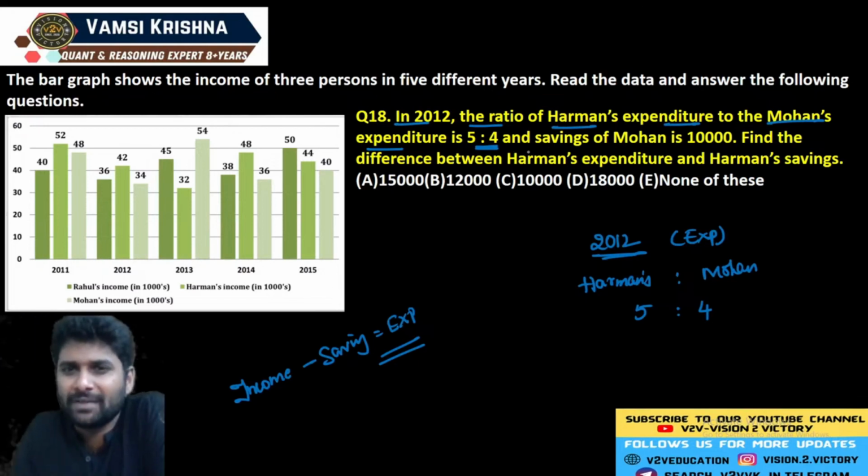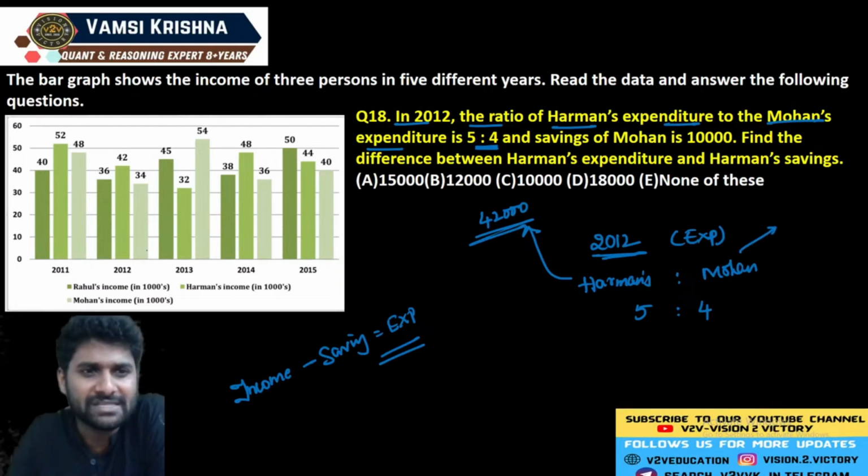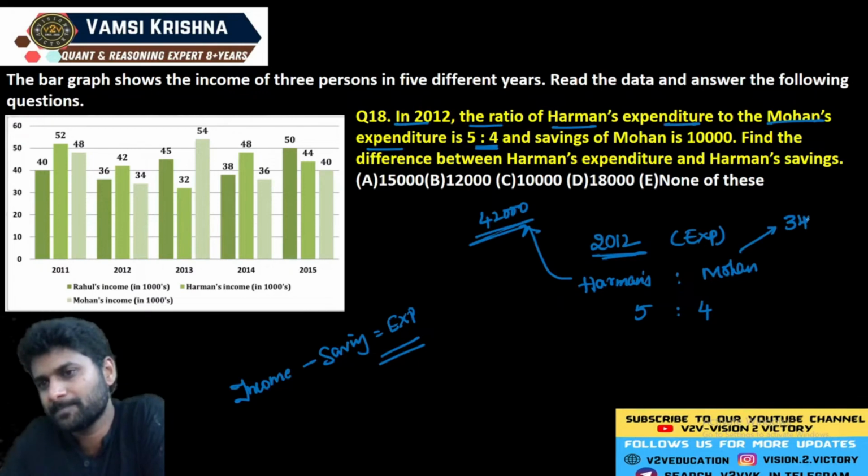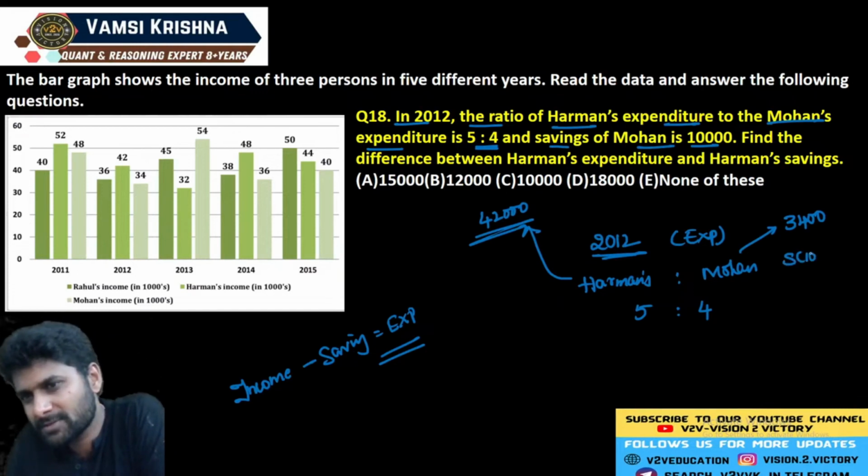Now go through the next one. So first identify that in 2012, what is the income of Harman's? 2012 Harman's means it's the second bar. It's 42,000. Income of Mohan means it's the third. It's 34,000. And savings of Mohan is 10,000. Guys, savings of Mohan is 10,000. Definitely expenditure must be 24,000.